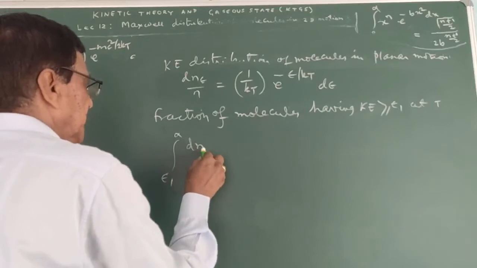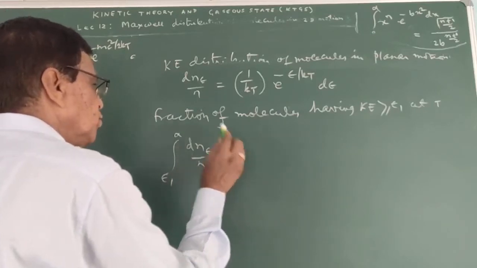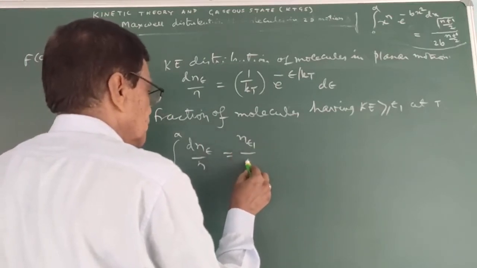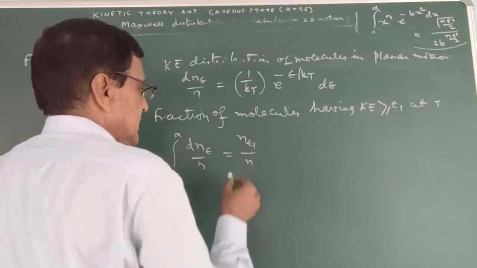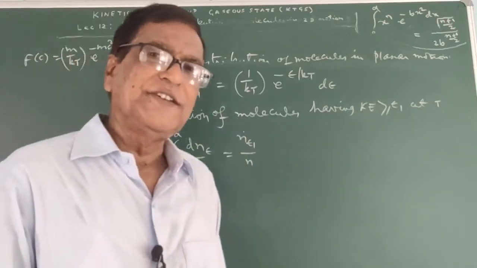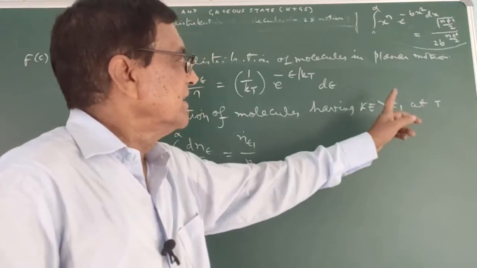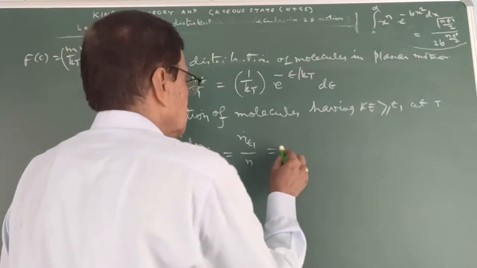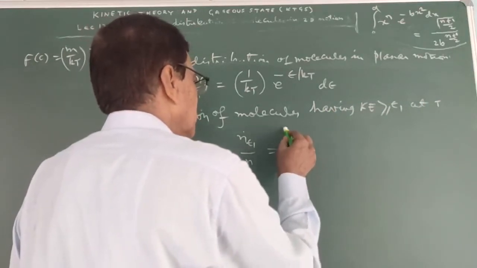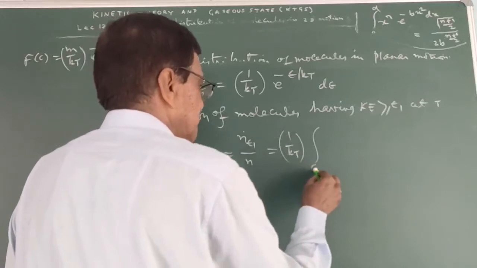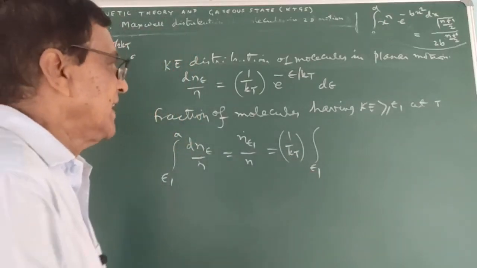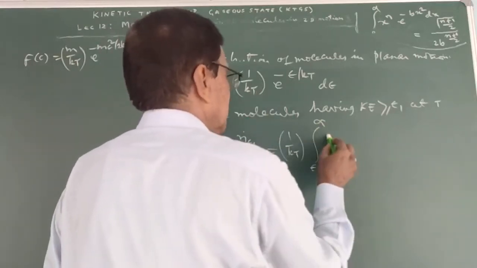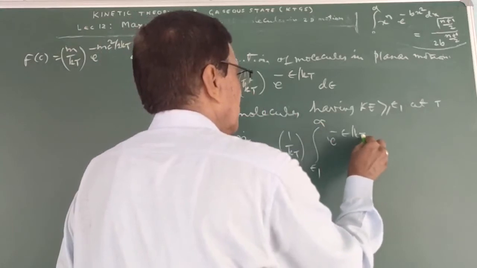So here dn epsilon by n, you can write this as n epsilon 1 by n. It is the fraction of the molecules having the kinetic energy greater than or equal to epsilon 1 at a temperature T. And this could be shown as 1 by kT common, and this is the integration with epsilon 1 as the lower limit and the upper limit infinity, of e to the power minus epsilon by kT and d epsilon.